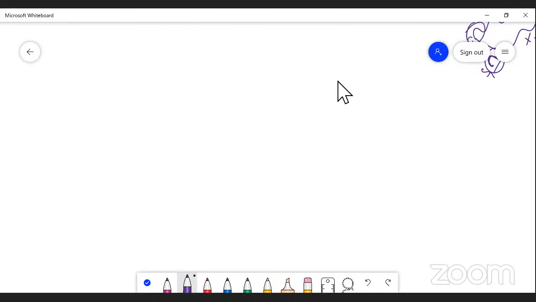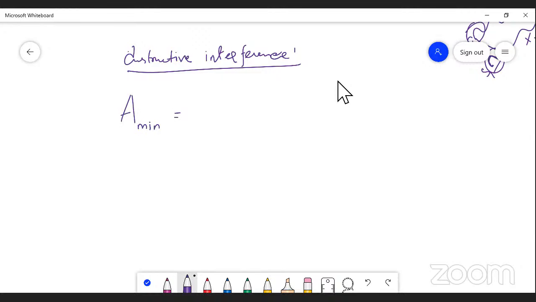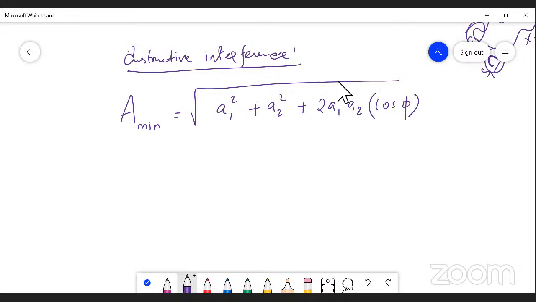What is this for destructive interference? First one, what is the amplitude minimum condition? The amplitude A is equal to the square root of A1 square plus A2 square plus 2A1 A2 cos phi. See, A maximum means the cos phi value is equal to 1. A minimum means cos phi is equal to -1.